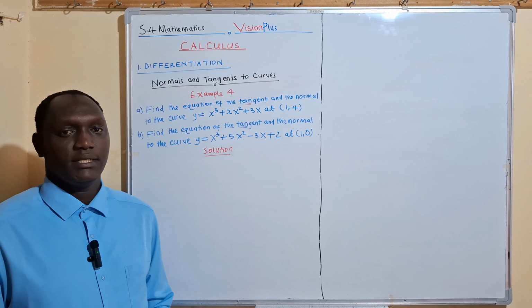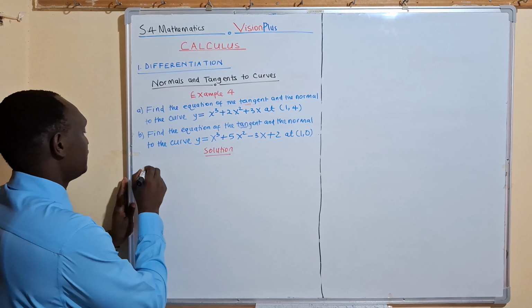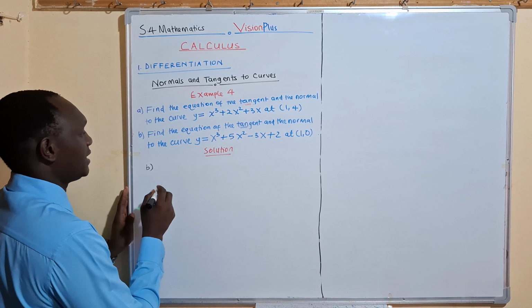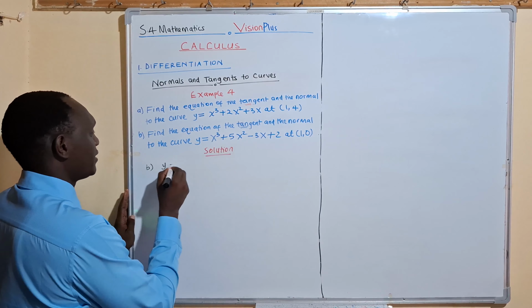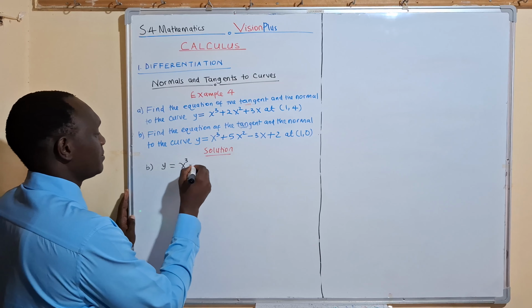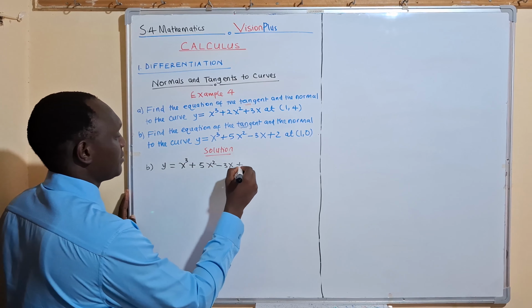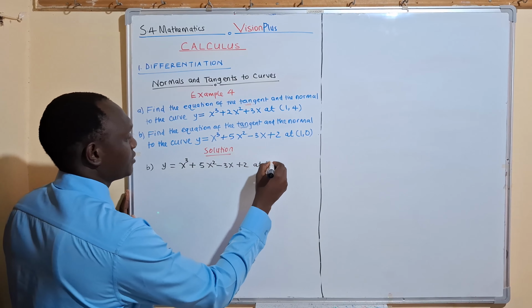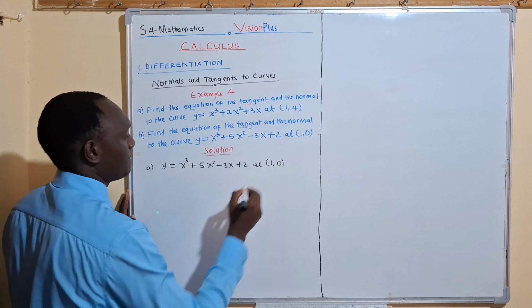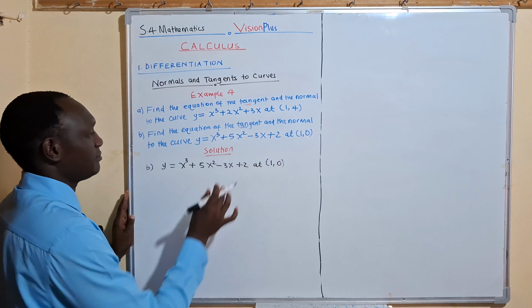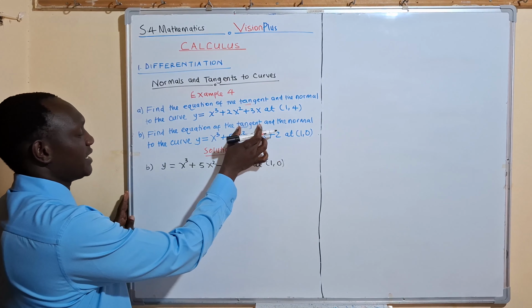And now going to part B. Part B says, find the equation of the tangent and the normal to the curve y equals x cubed plus 5x squared minus 3x plus 2 at a point (1, 0). So let us begin by getting the equation of the tangent.